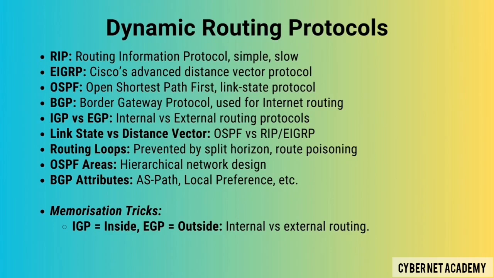Key concepts include convergence time, how quickly routers agree on the network topology, and route redistribution, the process of sharing routes between different protocols. Remember, IGP is for inside routing, EGP for outside. Routing loops are prevented by mechanisms like split horizon and route poisoning.